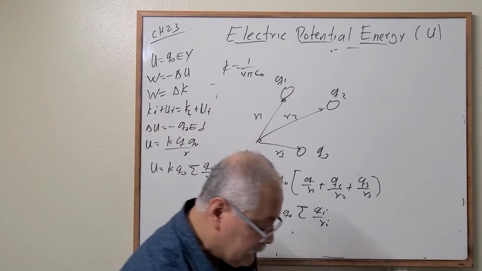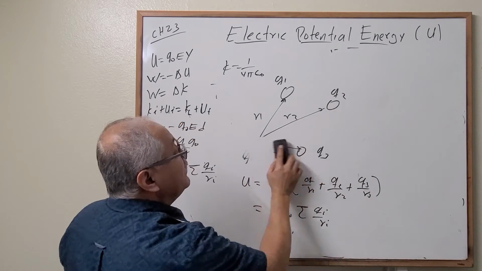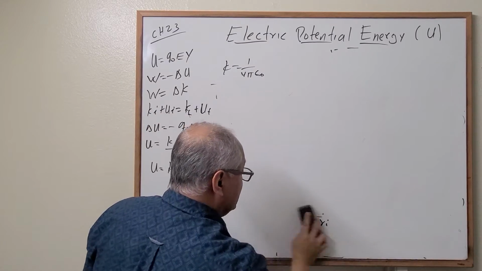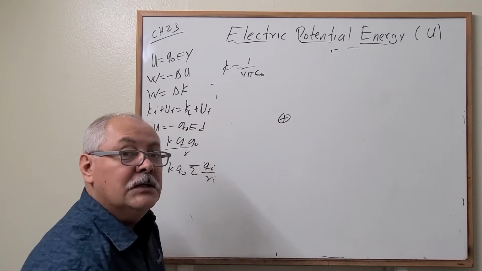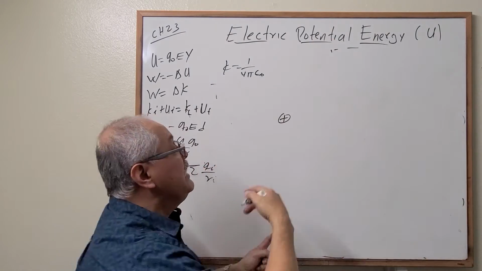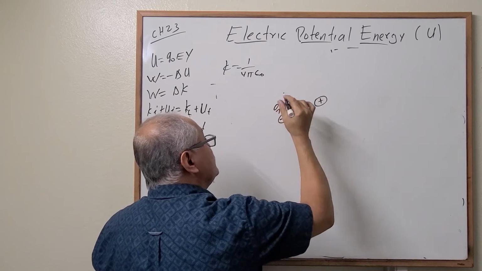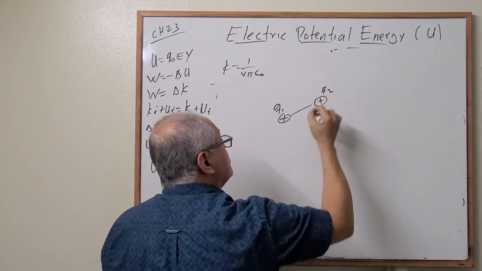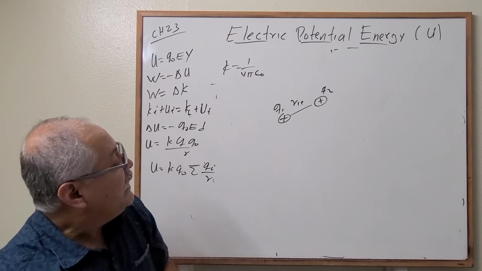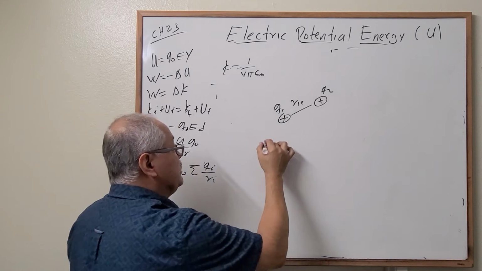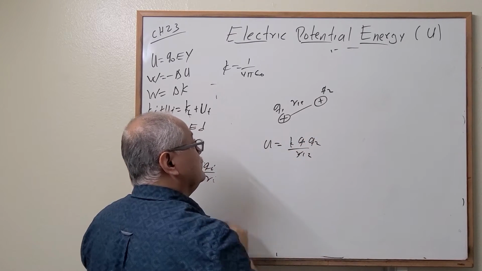Okay, now, what should be the work done to create this configuration? Let's do the same thing as before. Remember, we have at the beginning this particle, and now let's bring another particle from infinity to this position. What should be then the potential energy? Let's call this Q1, this is Q2, and this is R12. The potential energy is going to be equal to K Q1 Q2 over R12, correct?